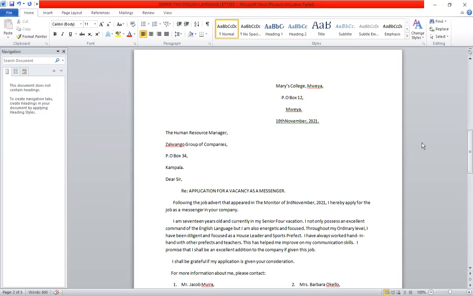The last one is Lusinga. Teacher, when you're writing the real application for a job, do you write the receiver's address on top of the envelope so that they can know where to send the letter? You're supposed to. Okay, so we can continue.